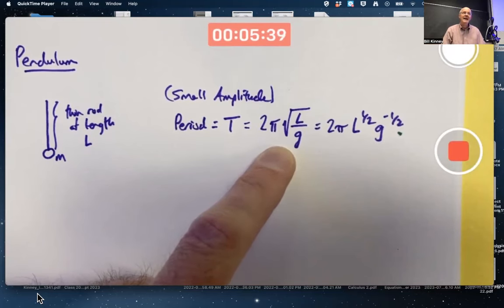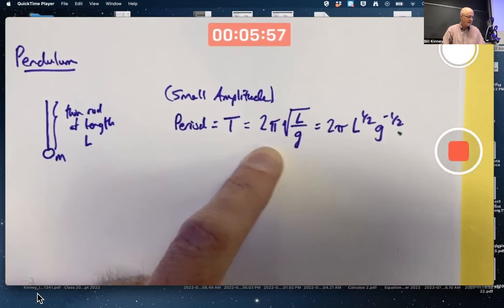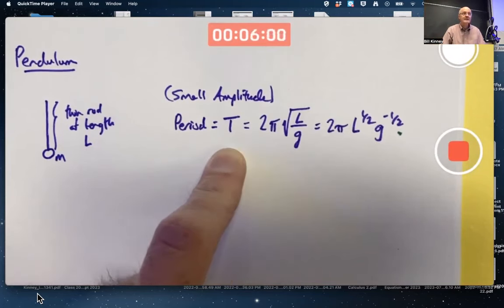G is affected by how big of a planet or moon you're on and how close to the center of that planet or moon. So yes, it is smaller at the top of a mountain than it is at sea level. Notice G is in the denominator here. So as you increase G, like you go from the top of the mountain to sea level, the period will decrease. The motion will be faster at sea level than it is at the top of a mountain. Period decreasing is a faster oscillation.